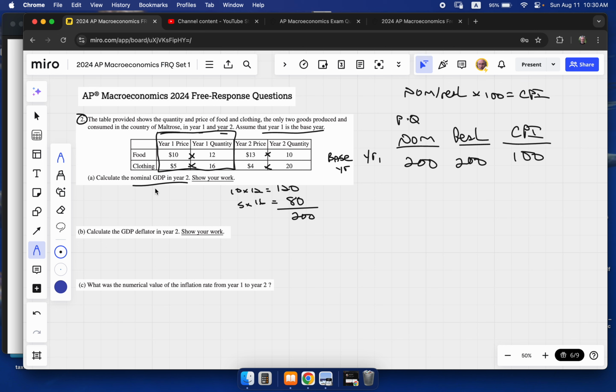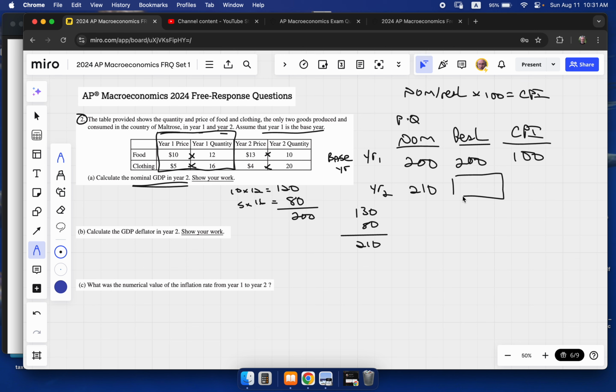Let's find nominal GDP for year 2. That's what we're trying to find here. So our nominal GDP for year 2 is 13 times 10, that's 130, and 4 times 8, which is 24... 80 again. And 130 plus 80 looks like 210. So 210 is our nominal.